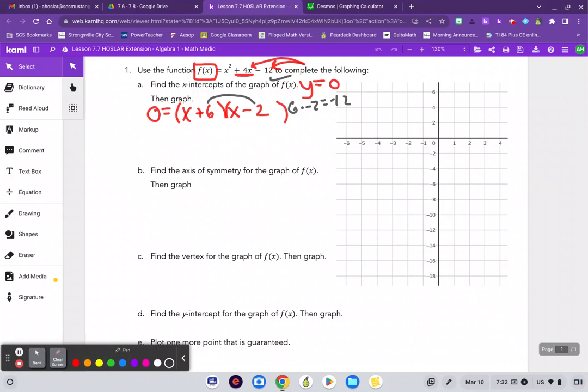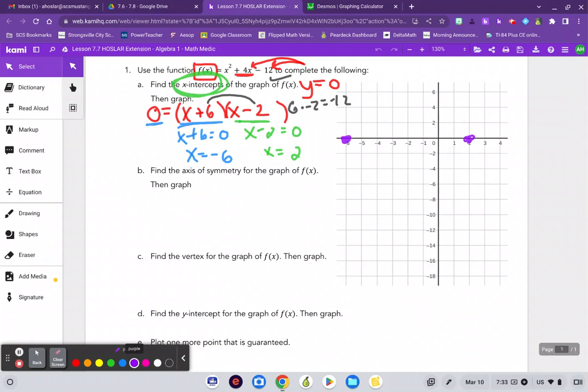All right, from here, I know that if I'm trying to multiply to get 0, then either this factor has to be 0, so x would have to be negative 6, or this factor has to be 0, so x would have to be 2. And again, these are the x-intercepts. And so I really have 2 points. I have a point at negative 6, 0, and a point at 2, 0. So I'm going to go ahead and plot those.